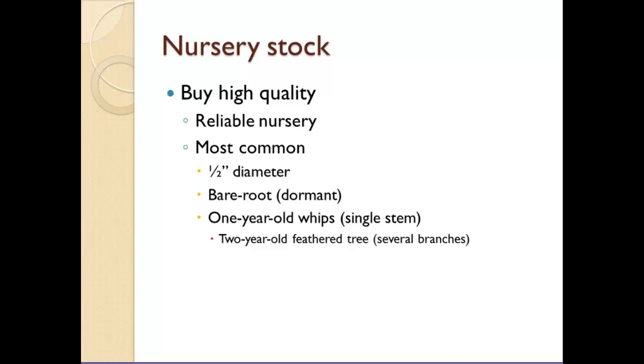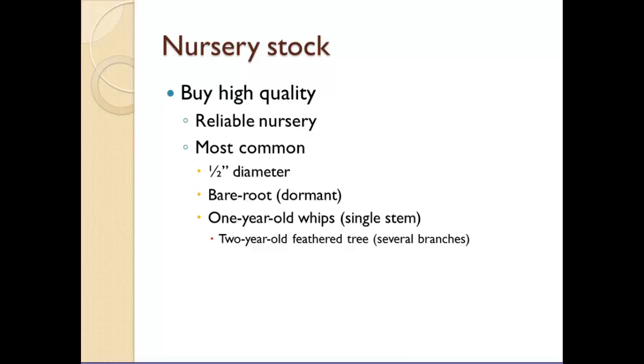And you have a couple of choices. The most common is probably what we're going to call a one-year-old whip, which is a single stem. But there are also, which are more expensive, what we call a feathered tree. And this is usually a 2-year-old tree that has several branches on them. So if you get a feathered tree that has really good branch arrangement on it, it might be worth that added year in the nursery, as opposed to if you buy a feathered tree and it has really bad branching angle, like too high up starting or something to that effect, and you end up cutting everything off anyway and starting back as a whip, then it wasn't worth it.